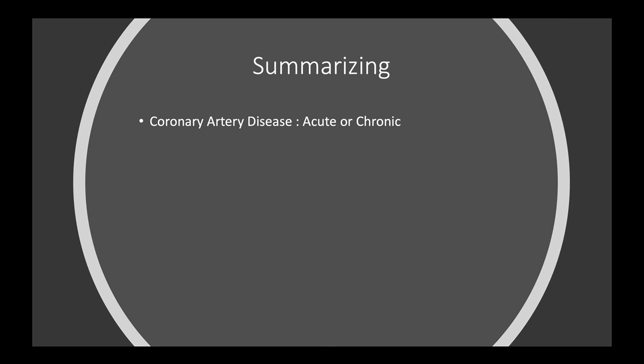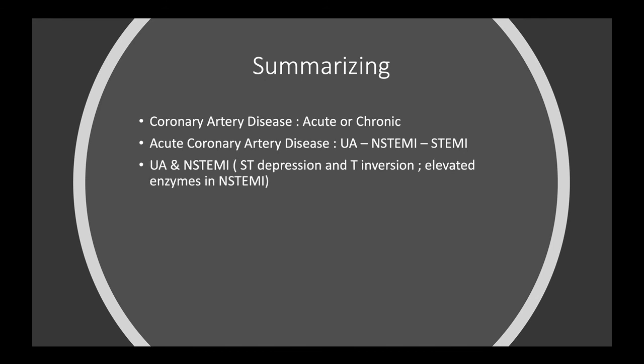So to summarize, coronary artery disease can be acute or chronic, and your acute coronary syndromes are unstable angina, non-ST elevation MI and your ST elevation MI, and they are a spectrum of disease, and we are most concerned with ST elevation MI because we need to decide whether this person needs an intervention which needs to take place immediately. So unstable angina and non-ST elevation MI usually cause ST depression and T inversion, but how do you differentiate the two? You'll get elevated cardiac enzymes in your non-ST elevation MI.